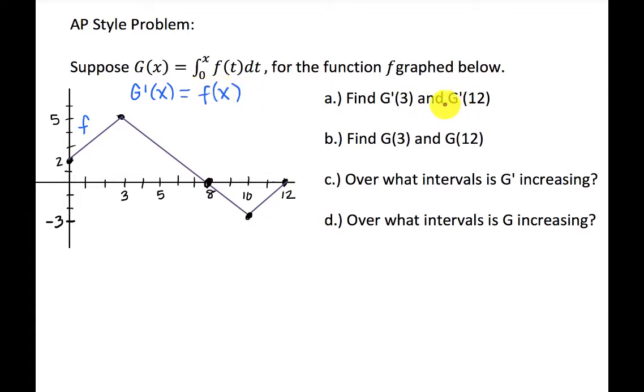So to answer these questions, it's really pretty simple. What is f of 3? Look at the picture. F of 3 is 5. So the answer to that first part is g prime of 3 is equal to 5. That's it. So we'll do the same for g prime of 12. G prime meaning f of 12 is 0.